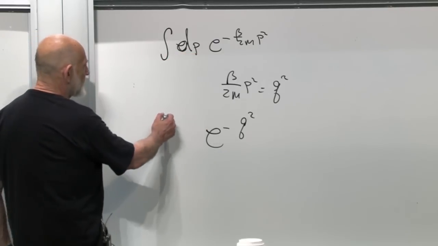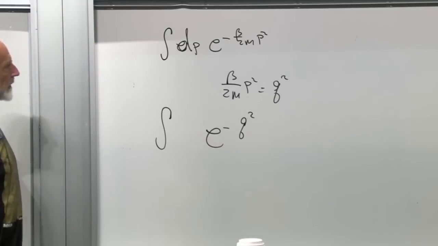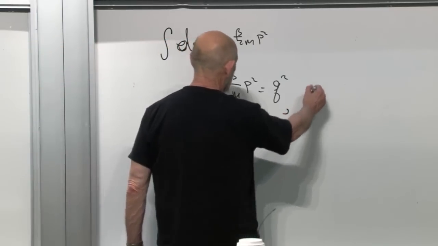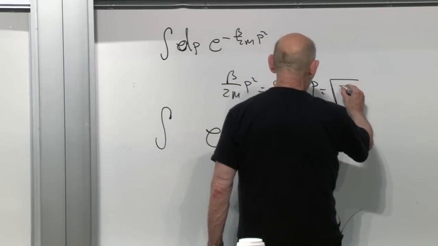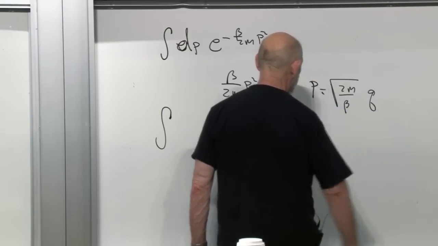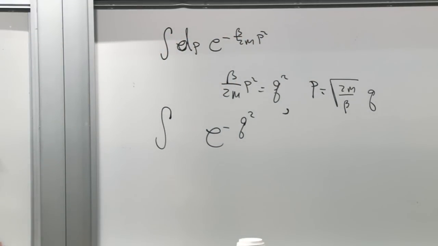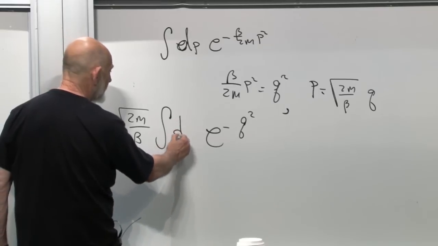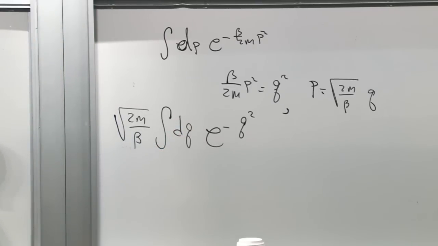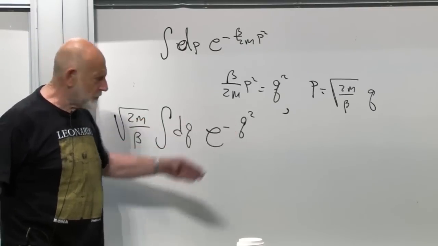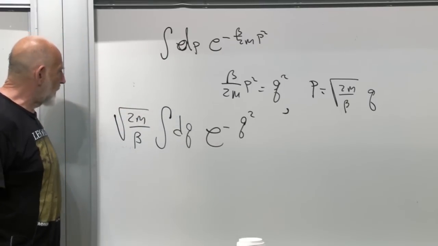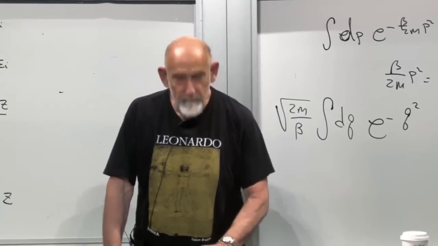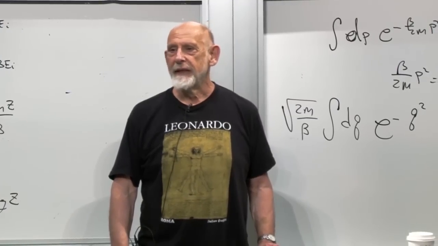But not quite, because what happens to dp? P is equal to the square root of 2m over beta times q. So dp becomes the square root of 2m over beta dq. But now this integral is just a number. Dq e to the minus q squared is really just a number, from minus infinity to infinity. Anybody know what the number is? Square root of pi.